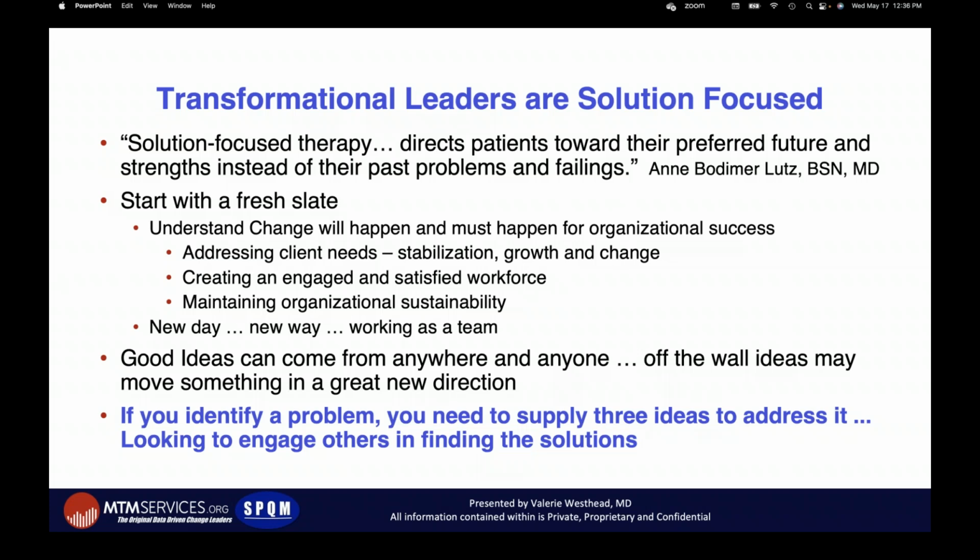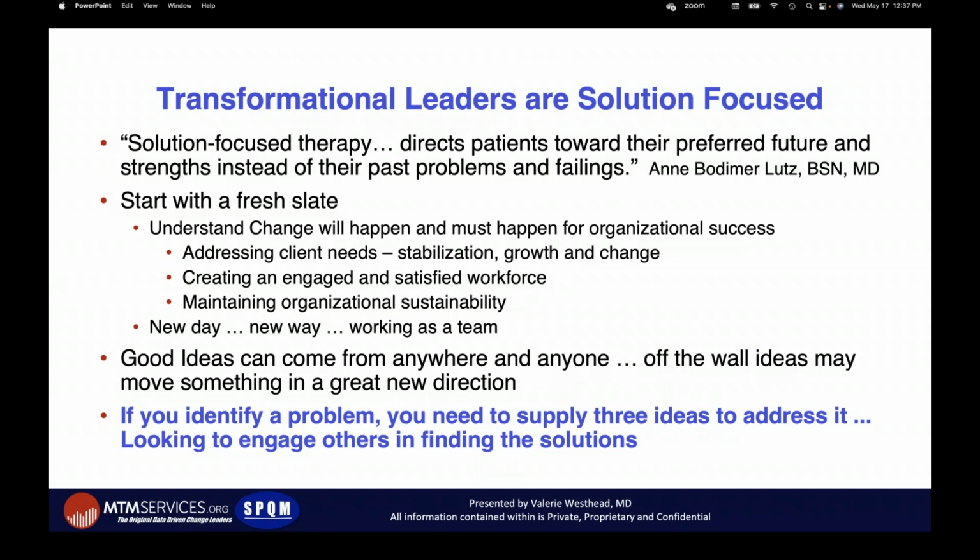We know that good ideas can come from anywhere or anyone, so don't ever hesitate to check in with everyone on your team and those outside of your team. Off-the-wall ideas might give somebody a great idea that can be taken to the next level. And one of the things that I've always done as a leader, and particularly in my medical team, is to let them know, I want to hear the problems that you have identified, but I need you to give me 3 ideas to address it.